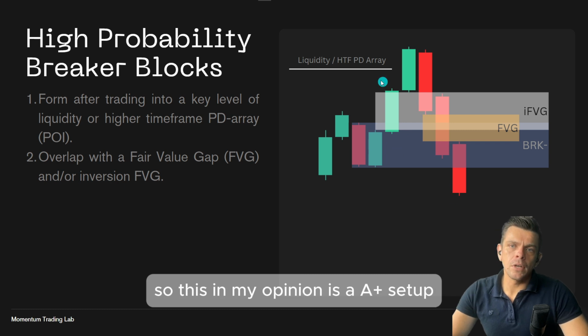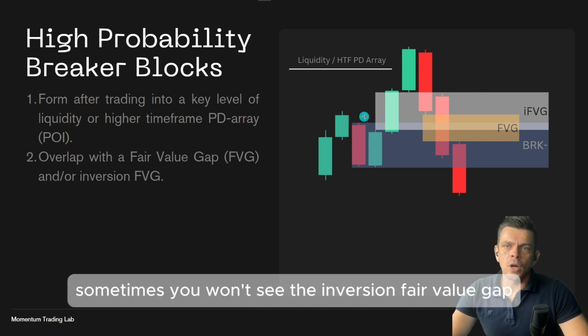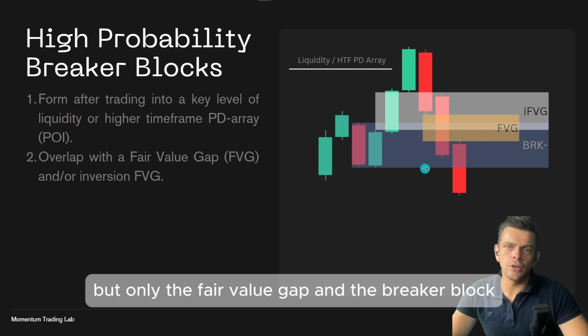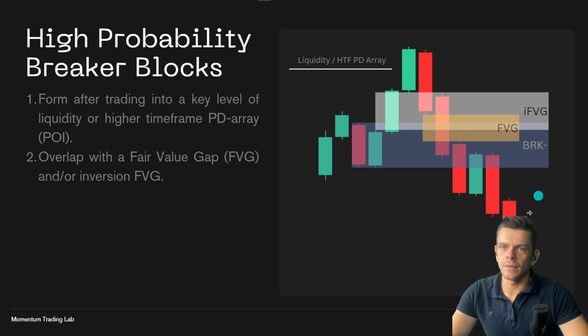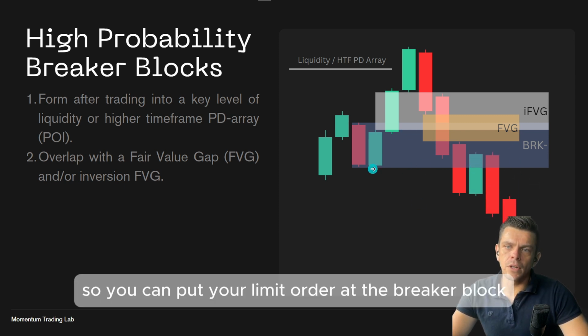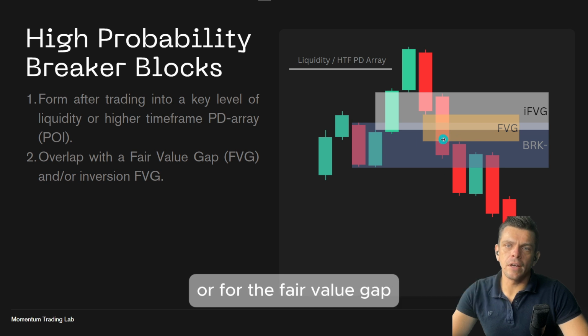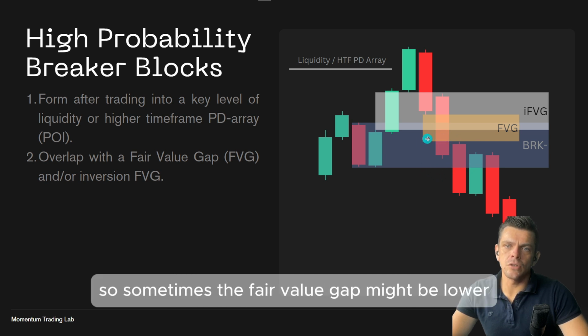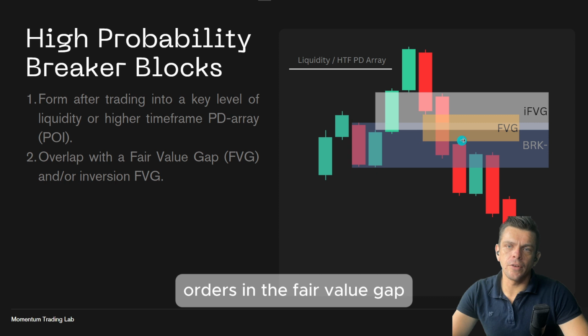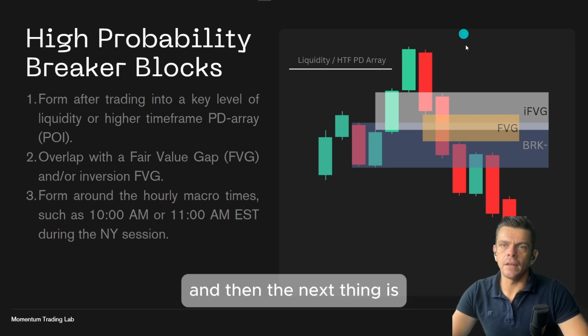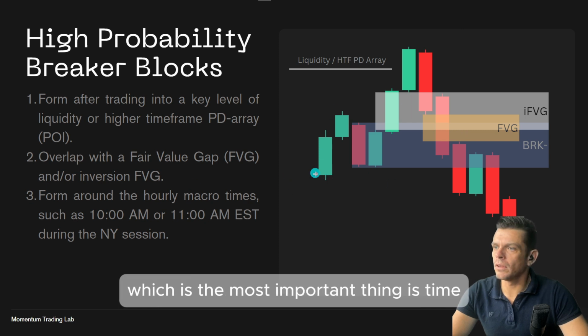So this, in my opinion, is an A+ setup. So sometimes you won't see the inversion fair value gap, but only the fair value gap and the breaker block. And that I consider as an A setup. So you can put your limit order at the breaker block or the fair value gap, whichever one is the closest. So sometimes the fair value gap might be lower. It might be in this area right here. Then you can put your limit orders in the fair value gap and then price should trade into it and then sharply move away.